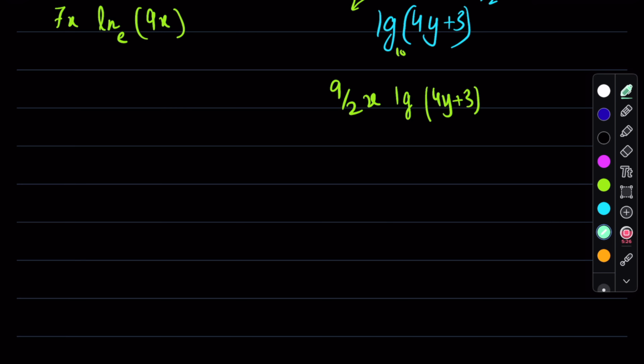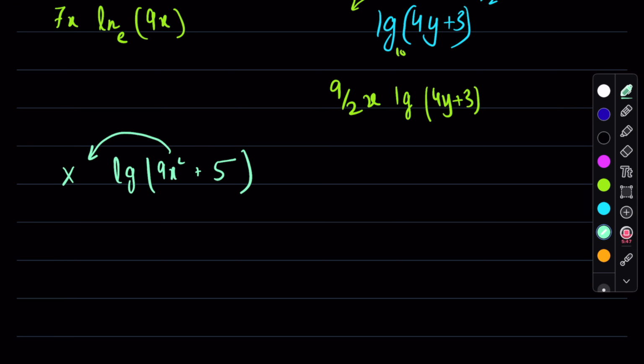So let's take a look at an example. lg of 9x squared plus 5, right? Well, can we say that 2 can be shifted backwards and become the coefficient of the entire function? Well, no.